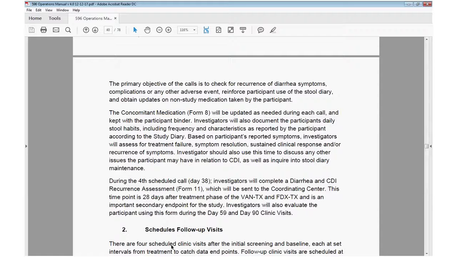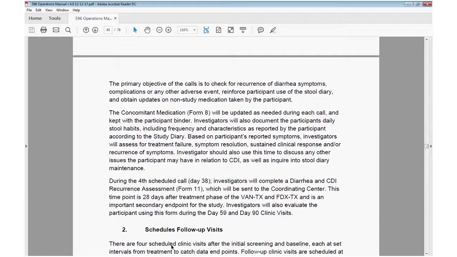The concomitant medication form 8 will be updated as needed during each call and kept with the participant binder. Investigators will also document participants' daily stool habits, including frequency and characteristics as reported by the participant according to the study diary. Based on the participant reporting symptoms, investigators will assess for treatment failure, symptom resolution, sustained clinical response, and/or recurrence of symptoms. Investigators should also use this time to discuss any other issues participants may have in relation to CDI, as well as to inquire about stool diary maintenance.